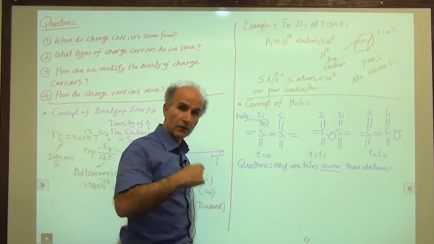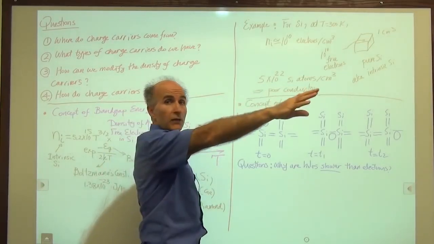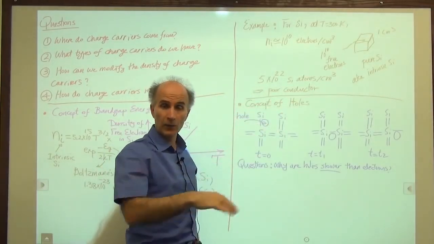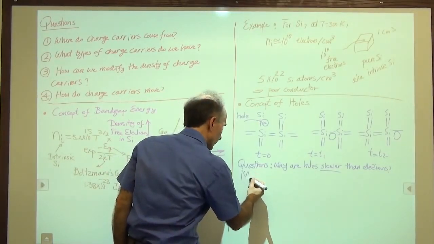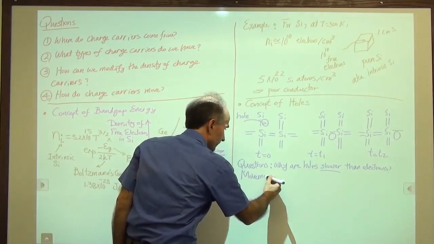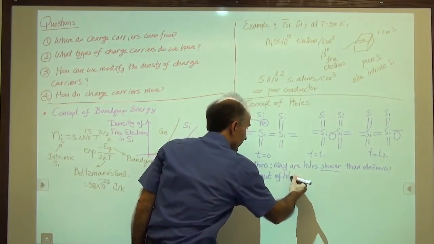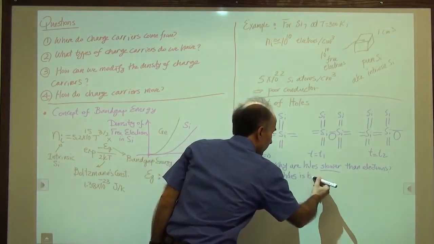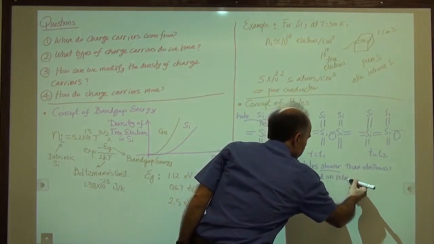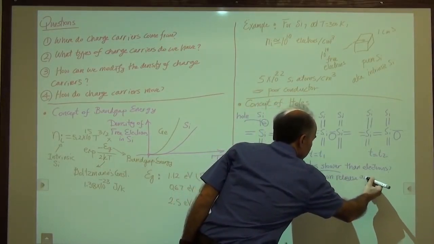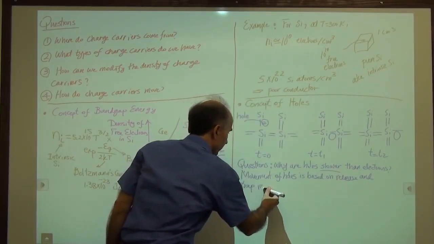And this release and trap process is slower than just an electron moving on its own without interacting with the other atoms. So we say that hole movement, or movement of holes, is based on release and trap mechanisms.